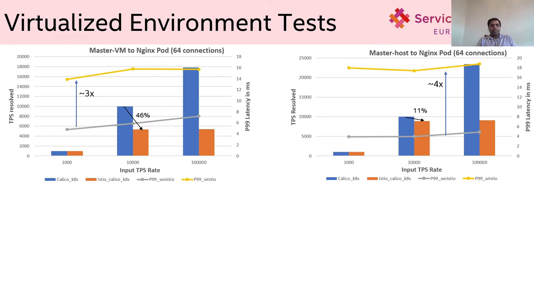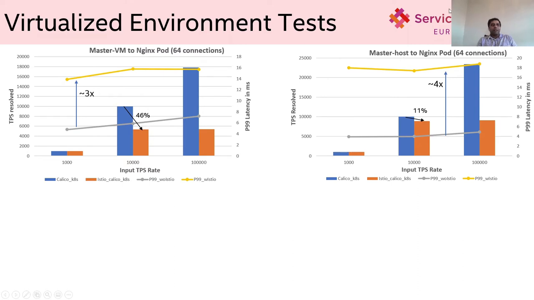So to give you a brief view of the results, for the VM to VM case, where Fortio in a VM talks to an Nginx pod in another VM on two different hosts, you could see adding Istio adds about 3 times the latency across different TPS rates. And at about 10,000 TPS, where without Istio you could resolve 10,000 TPS, Istio adds about 46% performance degradation.